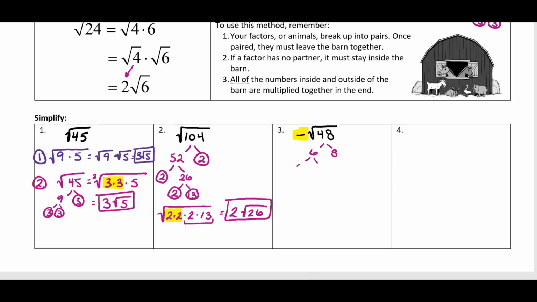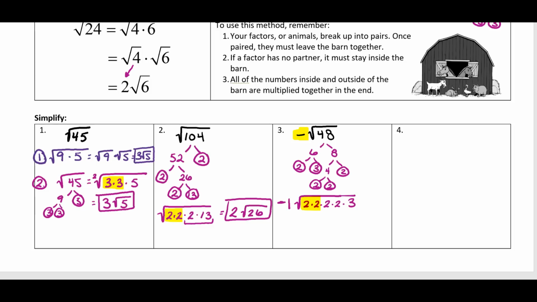So 6 breaks down into 2 times 3. And those are both prime. 8 breaks down into 4 times 2. 2 is prime, but 4 is not. So 4 breaks down into 2 times 2. So now that's going to leave me with, the negative has to come down in front. So that's like a negative 1 times, then I have 2 times 2 times 2 times 2 times 3. And again, it's always a good idea to multiply these back to make sure you didn't lose any of your factor pairs.